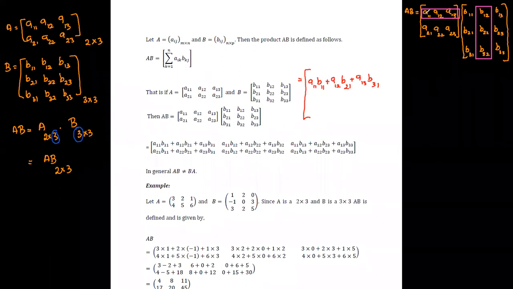Then the first element has to be multiplied with the first element. Then this will be A11 into B12, plus A12 with B22. Likewise, I have to multiply the third element with the third element. Then this will be A13 multiplied with B32. Now we have finished the multiplication of the first row with the second column.